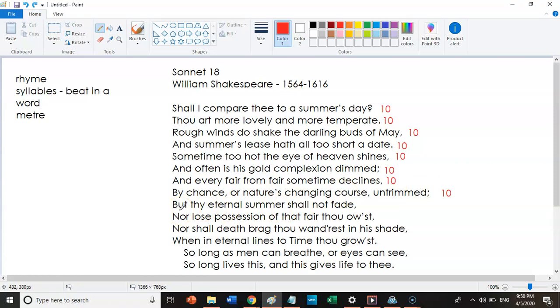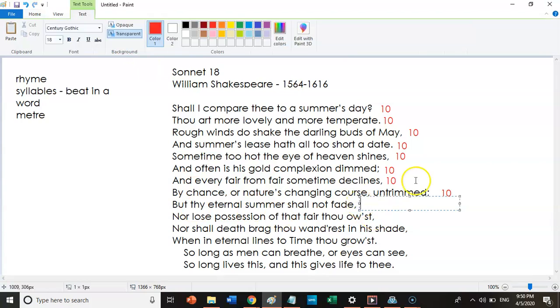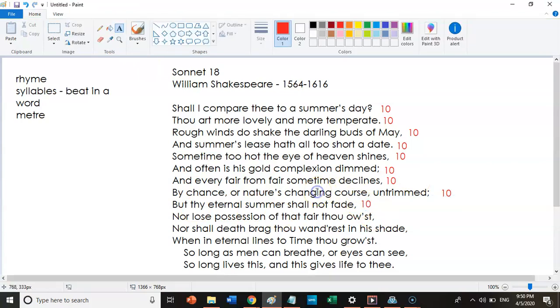But thy eternal summer shall not fade. 10 syllables. Notice eternal has 3 syllables. Eternal. The E, just the letter E by itself, that's got its own syllable, right? Eternal.